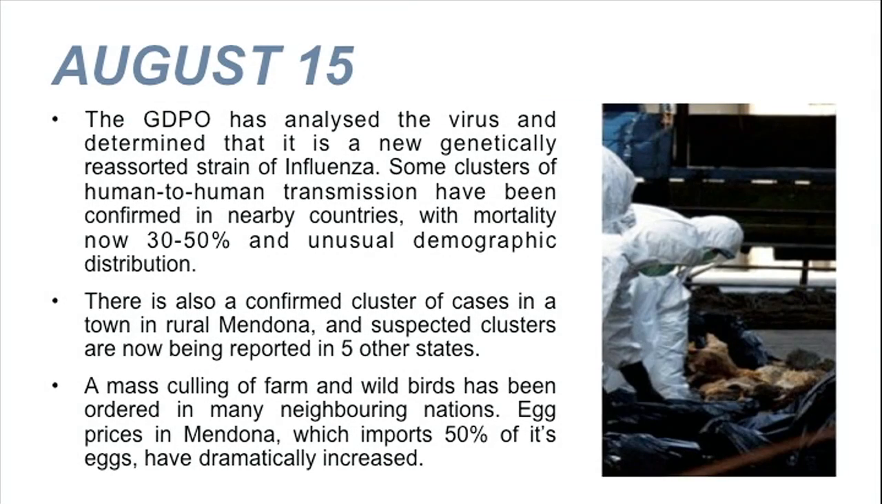Okay, it's August the 15th, and the GDPO has analysed the virus and determined that it's a new genetic reassortment of an influenza strain that has caused some clusters of human-to-human transmission.